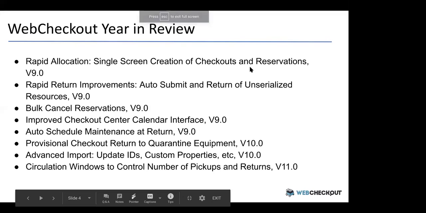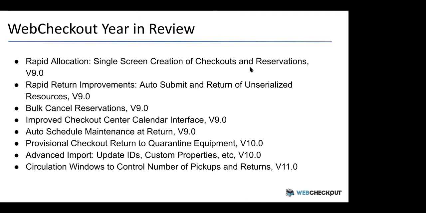So we're going to begin with a few key features in version 9.0, which was released back in April. So in version 9, we released the rapid allocation feature, which allows operators to create checkouts and reservations quickly on a single screen. We also improved rapid return, adding an auto submit feature to automatically return resources when scanned, and an option to return unserialized resources on the rapid return screen.